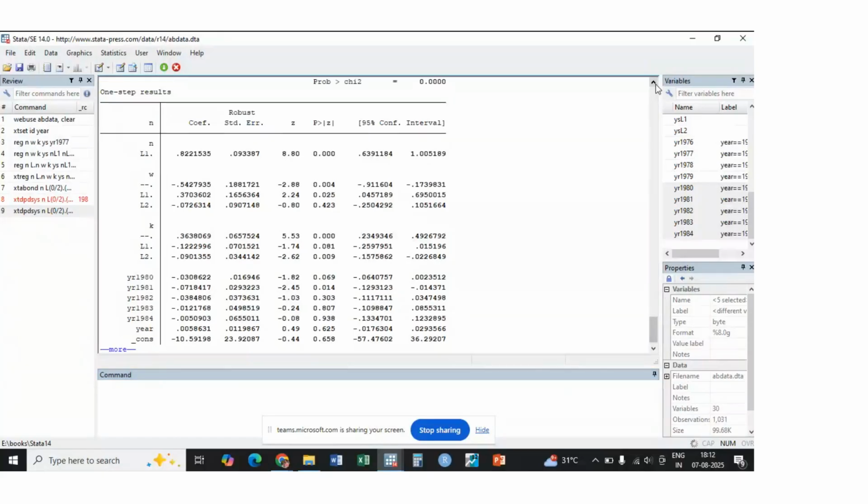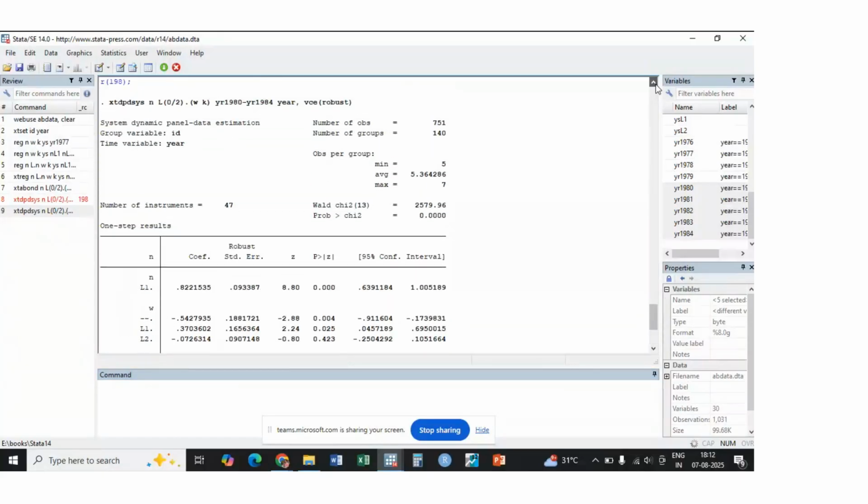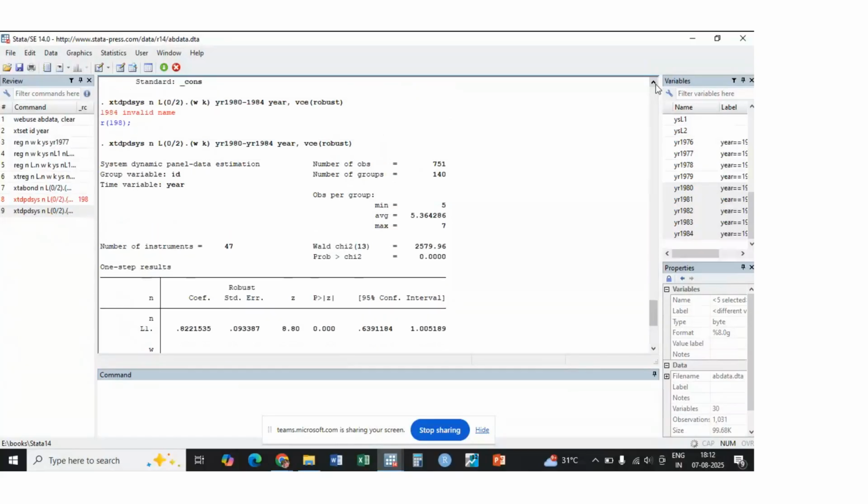Share the do file. I will share the do file. Share the do file, okay?